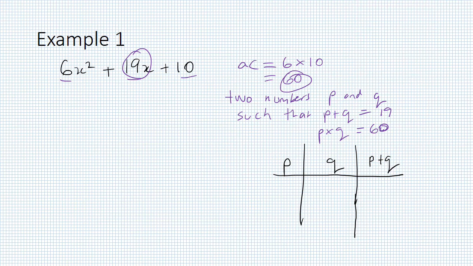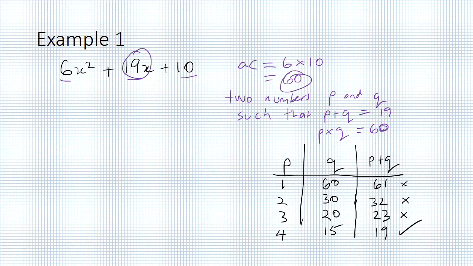So looking at factors of 60, 1 and 60 adds up to 61, too high. 2 and 30 adding up to 32, again too high. 3 and 20, that's up to 23. 4 and 15, add those up, we get 19. Bingo, got it.